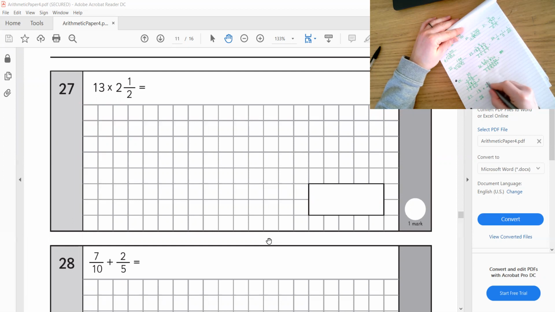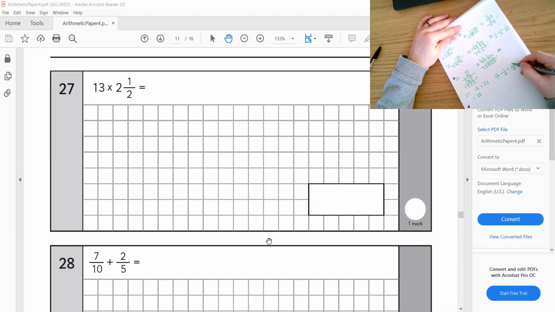Okay, well remember, timesing by a half is the same as dividing by 2. Or to work it out, 13 is the same as 13 over 1, 13 wholes. Okay, and I'm timesing by a half. And we like timesing because we've done it over here. Times the top numbers, times the bottom numbers. So 13 times 1 is 13. 1 times 2 is 2. So now I've got 13 halves.